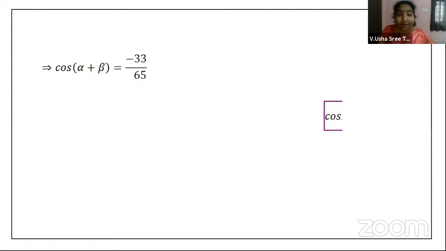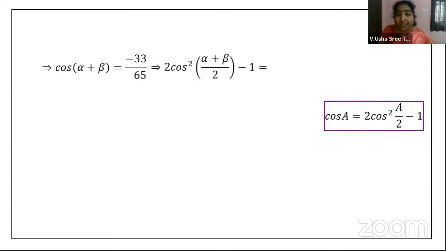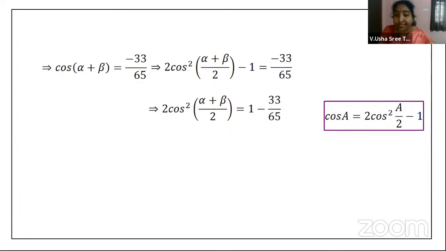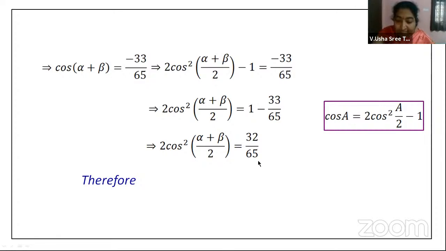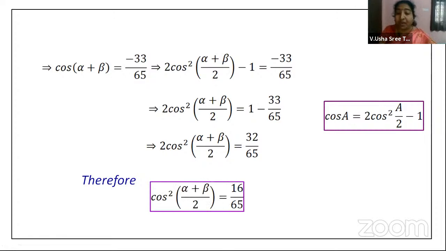Okay. Now we want cos square of alpha plus beta by 2. So we take the formula for cos in terms of cos, so you have it as 2 cos square A by 2 minus 1. This implies 2 cos square alpha plus beta by 2 minus 1 is equal to minus 33 by 65. By rearranging the terms, children, that means we are pushing this minus 1 to the other side. So you have 2 cos square alpha plus beta by 2 is equal to 1 minus 33 by 65. 1 minus 33 by 65 is nothing but 32 by 65. Now, if you cancel 2 and 32, you will be left with 16 by 65. Therefore, we can conclude that cos square of alpha plus beta by 2 is equal to 16 by 65.